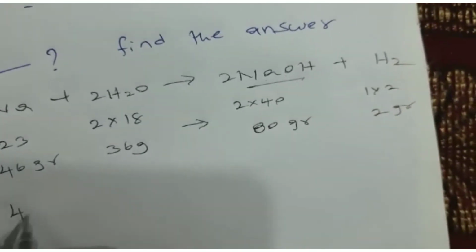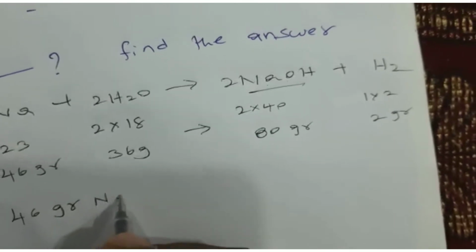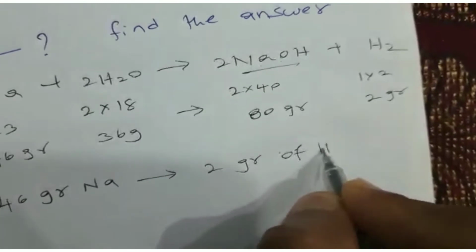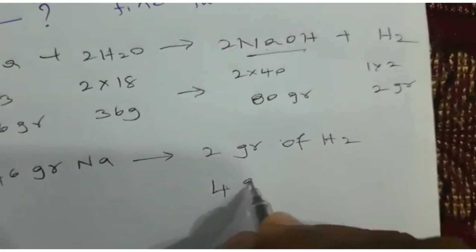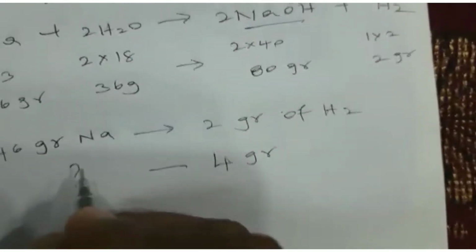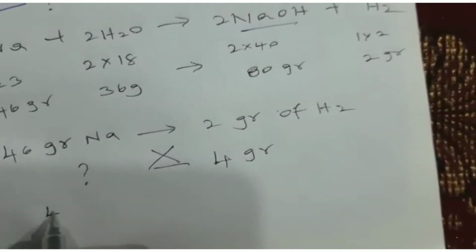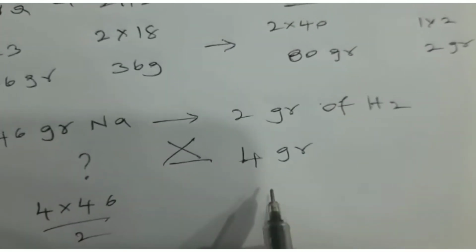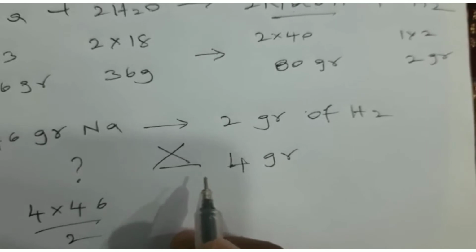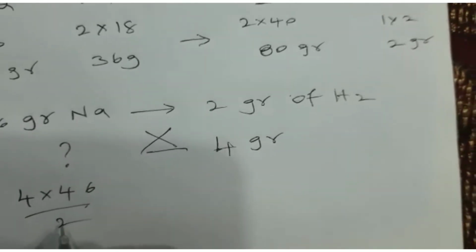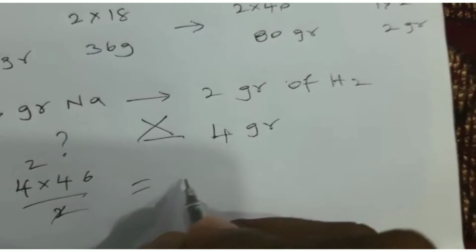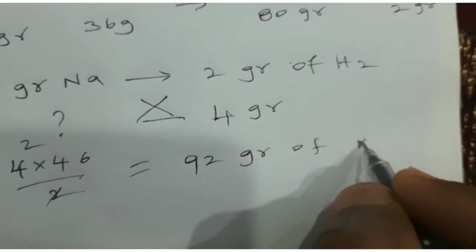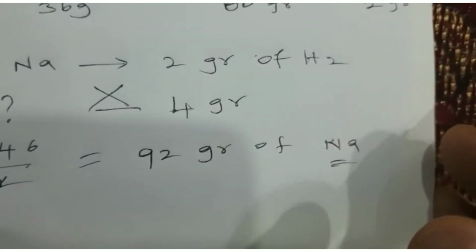So here 46 grams of sodium forms 2 grams of hydrogen. So to get 4 grams of hydrogen, how much will we require? Cross multiplication, 4 into 46 by 2. 2 twos are 4, 2 twos are 4, so the answer is 92 grams of sodium. This is the answer.